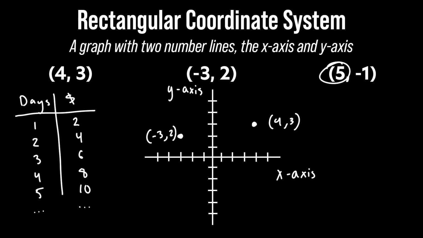Lastly, we have (5, -1). And this is the x-coordinate. So we're going to count 1, 2, 3, 4, 5. So the point's going to be here. And -1. So the y-coordinate is -1. So we go down by 1. And this is where the tick marks overlap. So the point's going to be right here. This is (5, -1). So if we call this point A, this one B, and this one C, this would be A, this would be B, this would be C.